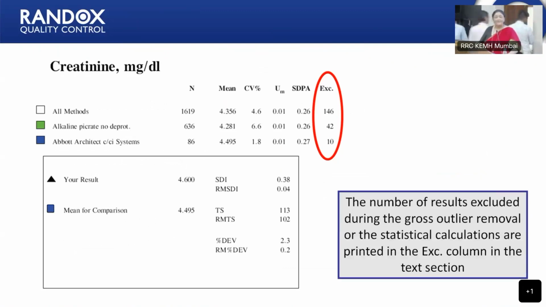Here the N shows the number of participants that are included for the calculations of the peer data: the mean of the peer, CV, uncertainty of measurements, and standard deviation for performance assessment. You can also call it the SD of the peer data.